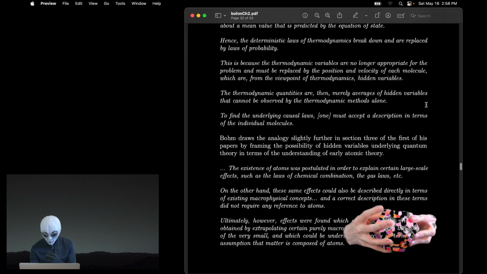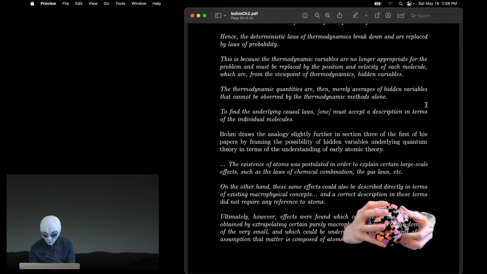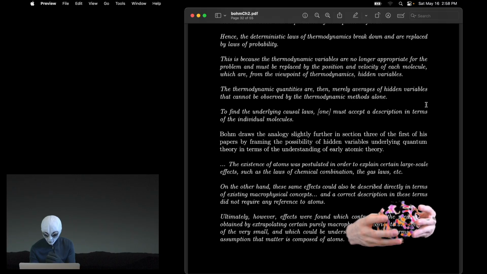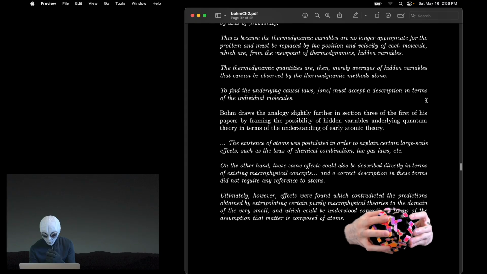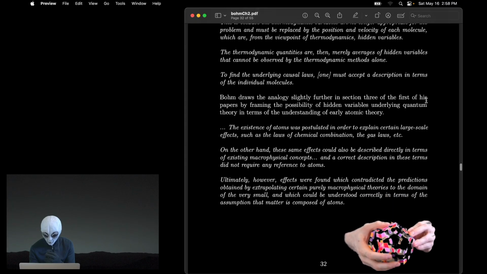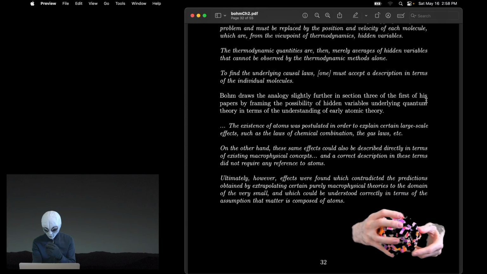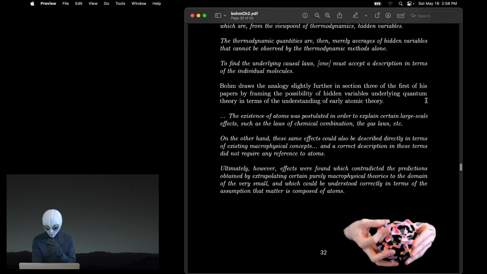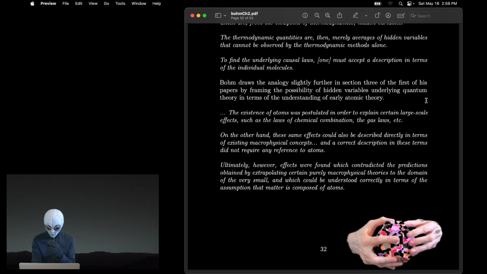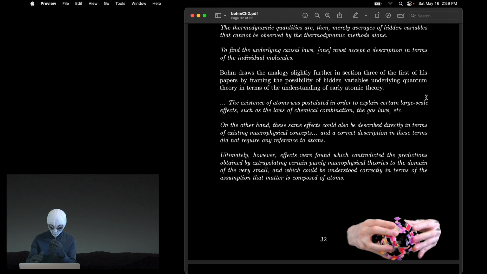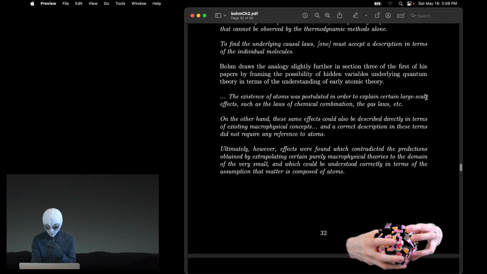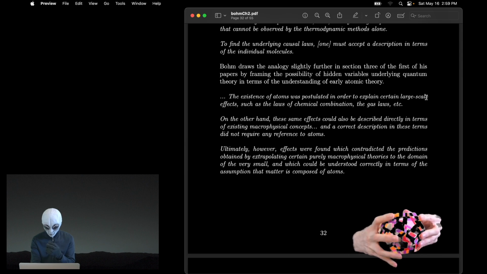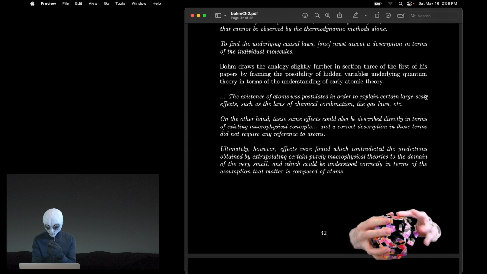This is because the thermodynamic variables are no longer appropriate for the problem and must be replaced by the position and velocity of each molecule, which are, from the viewpoint of thermodynamics, hidden variables. The thermodynamic quantities are then merely averages of hidden variables that cannot be observed by thermodynamic methods alone. To find the underlying causal laws, one must accept a description in terms of the individual molecules. Bohm draws the analogy slightly further in Section 3 of the first of his papers by framing the possibility of hidden variables underlying quantum theory in terms of the understanding of early atomic theory.